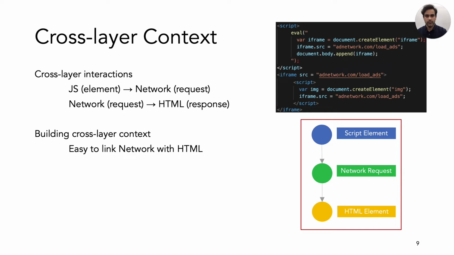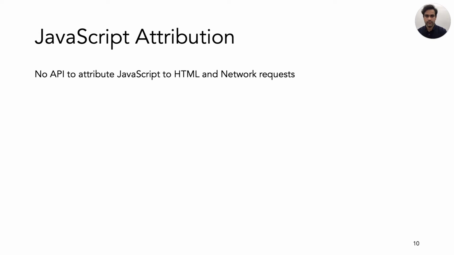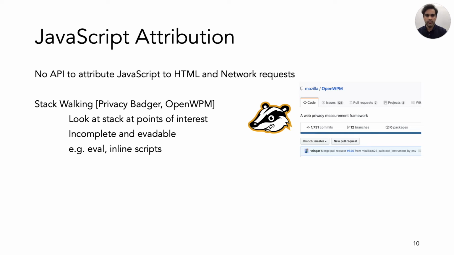From a vantage point in the browser, it is easy to capture interactions among HTML elements and network requests by simply traversing the DOM. However, it is tricky to get interaction with JavaScript. JavaScript interaction is tricky because the browser does not provide any native API to attribute scripts to HTML elements and network requests. Traditionally, people have relied on stack trace to attribute HTML and network events to JavaScript. This approach is used by popular tracker blocking tools such as Privacy Badger and open source measurement frameworks like OpenWPM.